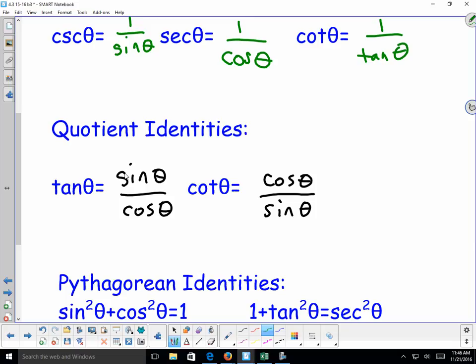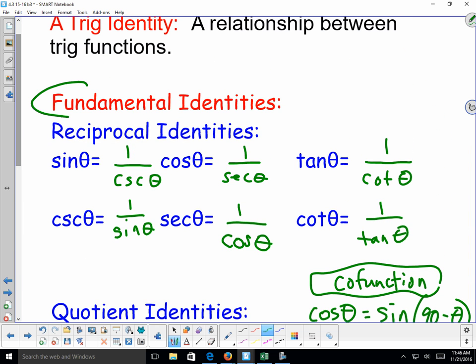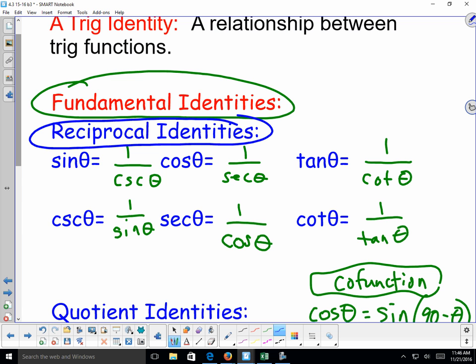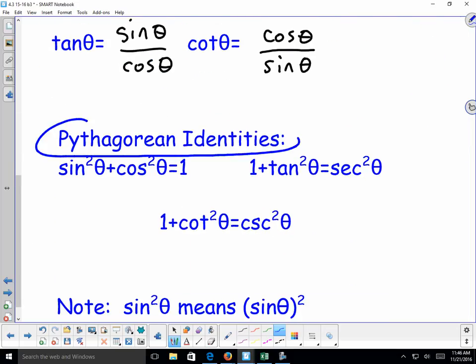Cofunctions of complementary angles is an identity. It's a different type of identity than the quotient identities. So sure, we talked about the cosine of theta is equal to the sine of 90 minus theta. We looked at those last class. This would be a cofunction identity. We don't really count the cofunction identities as one of the fundamental identities. The fundamental identities are only going to include reciprocal identities and quotient identities and the ones that we're about to talk about, the Pythagorean identities.